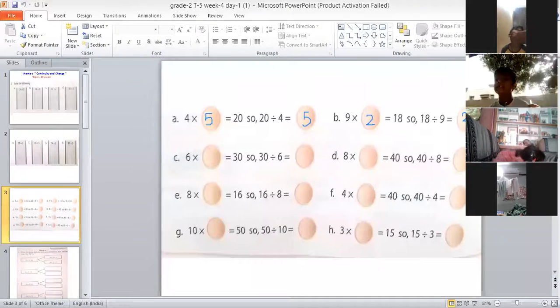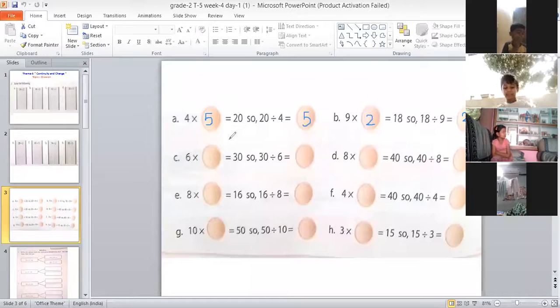Fine. Ashita, please unmute yourself and read the third bit. 6 multiplied by dash is equal to 30. Yes, 6 5s are 30. Very good. So we should multiply 6 by 5, then only we will get 30.